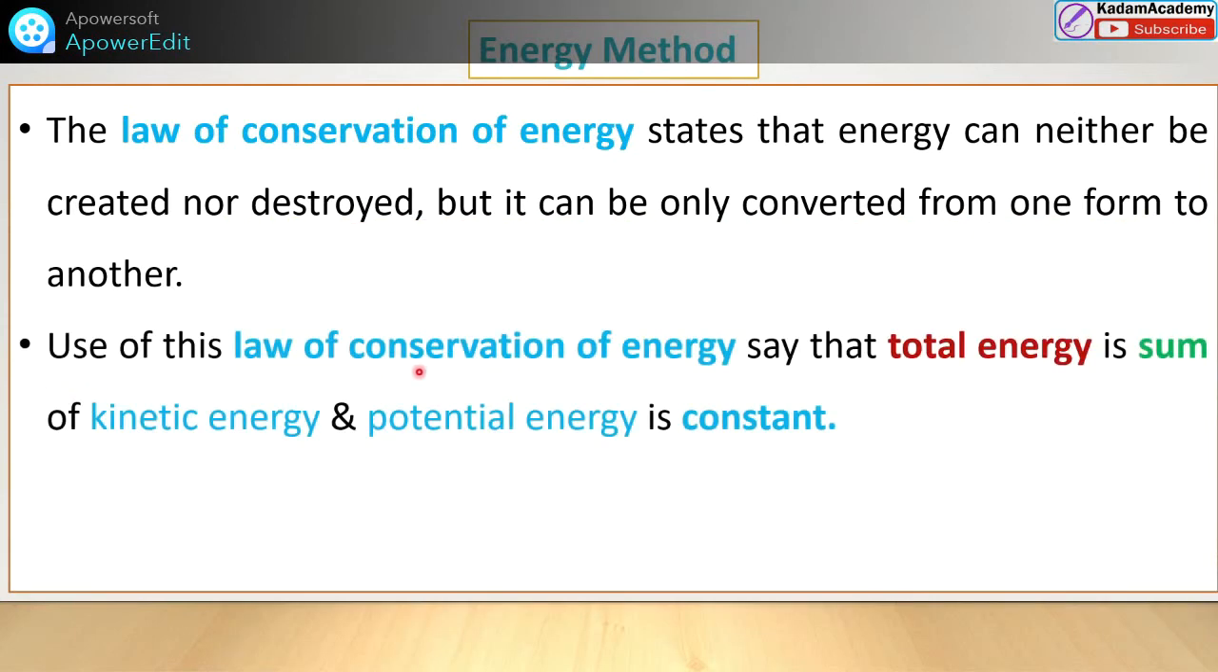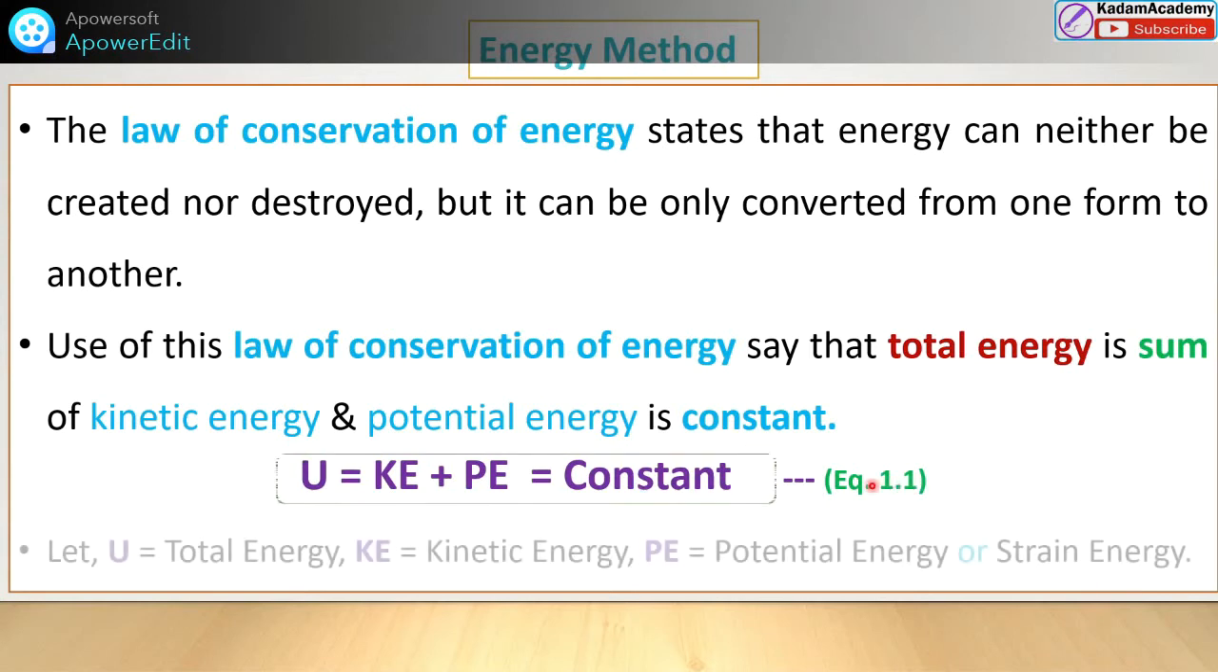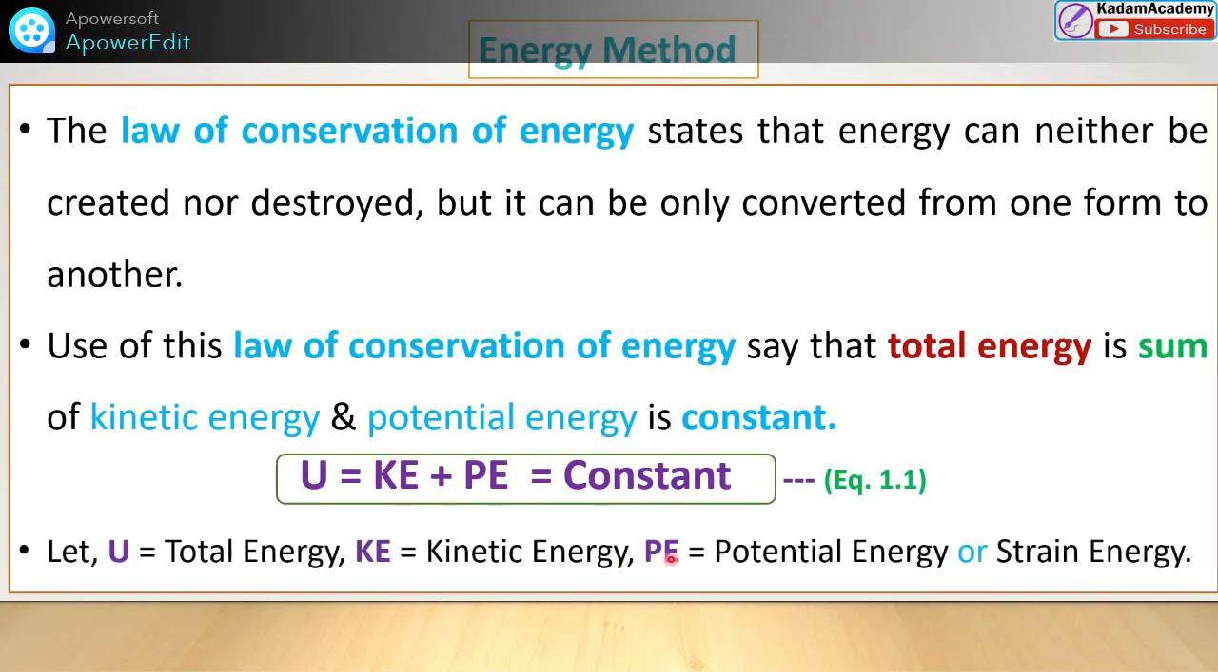So the law of conservation of energy says that the total energy is the sum of the kinetic energy plus the potential energy, which is always constant. We can write this in mathematical form: U = K + P, which is always constant. This is equation 1.1. The potential energy P can also be called strain energy.